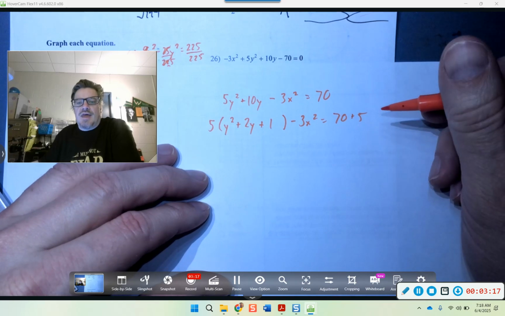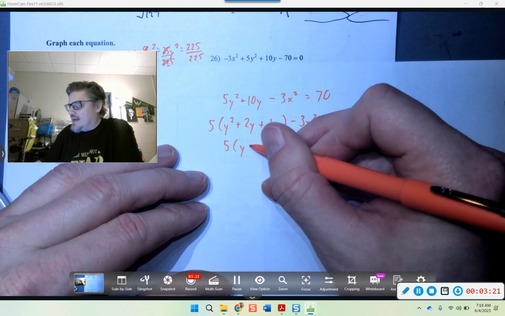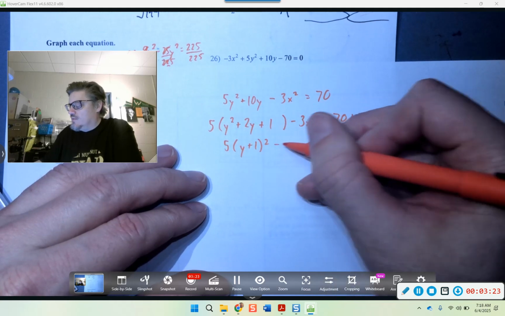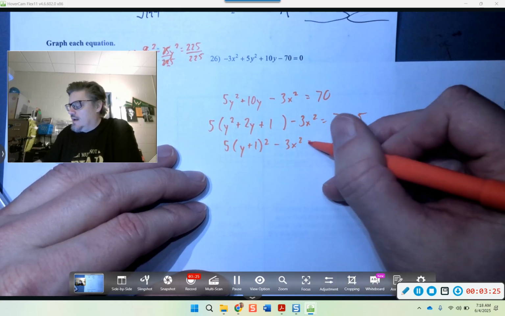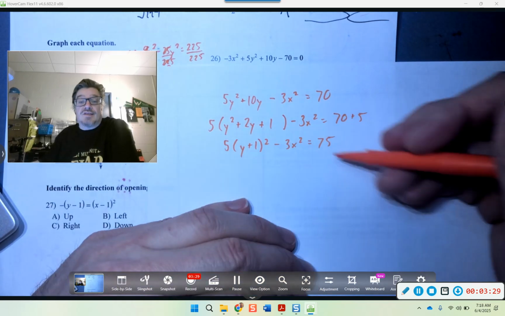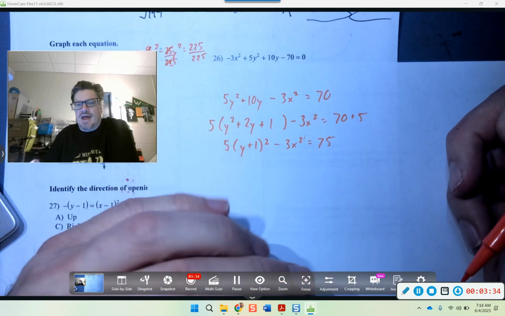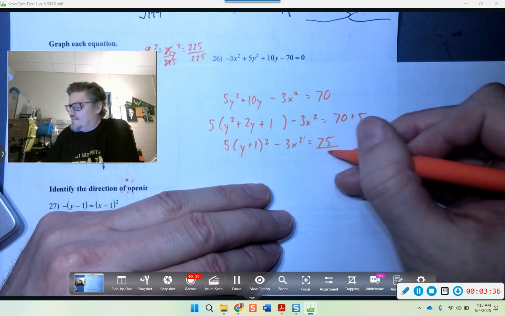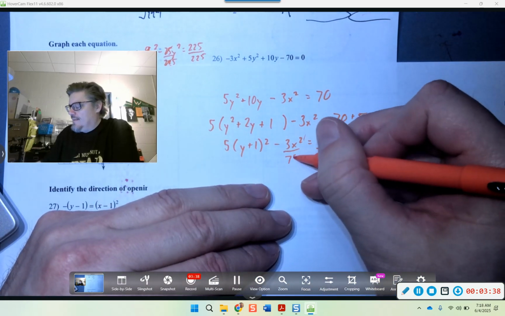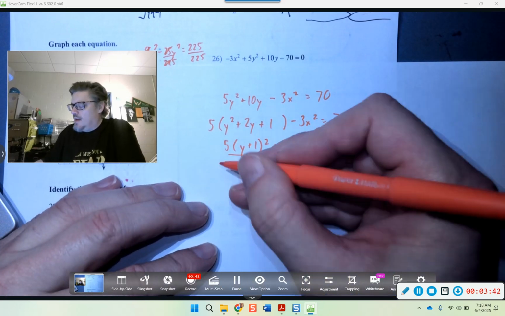So this means then that I'm going to have 75 over on the other side, and this guy will become a parentheses, which was by design, and it's going to equal 75. Now, this is not a circle, so we don't take the square root of 75 to figure out a radius. That's not what this is. We actually have to divide by 75. Okay, so divide everything by 75, so this guy's 1.